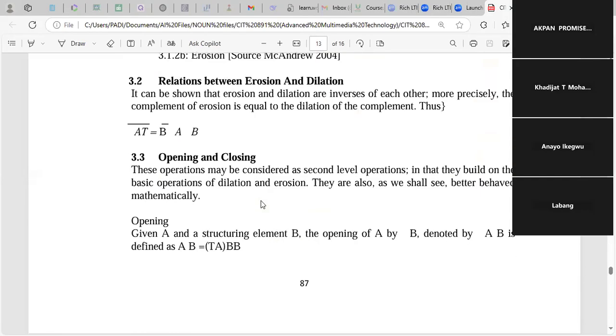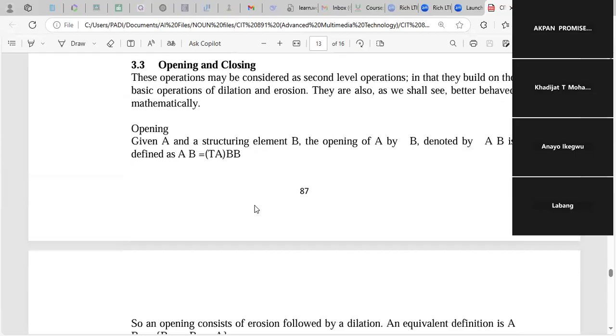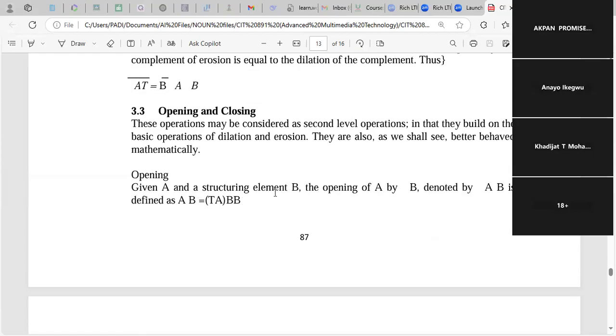All the other things are just something you go through, and just like this one, opening and closing. These operations, maybe they are looking at operations or operators. These operations may be considered as second level operations, in that they build on the basic operations of dilation and erosion. They are also, as we shall see, better behaved mathematically.